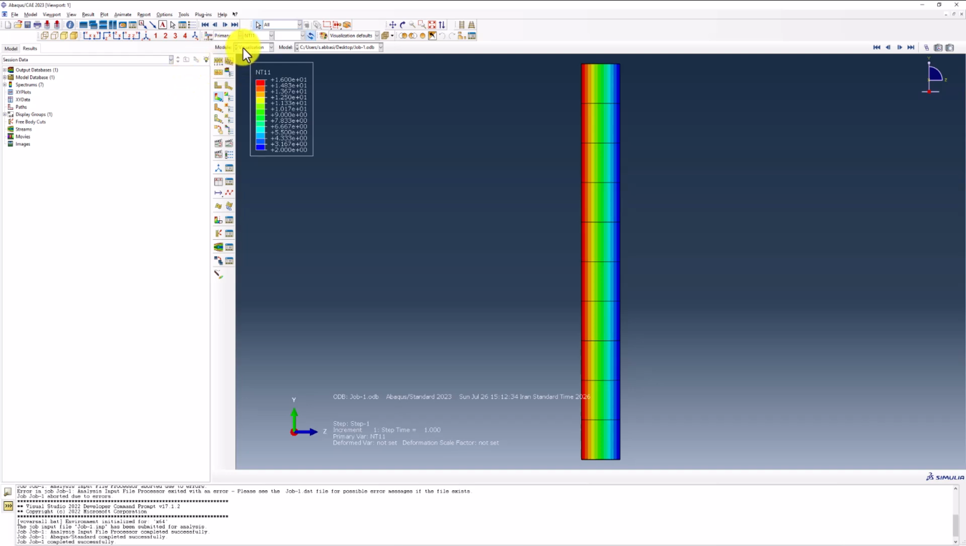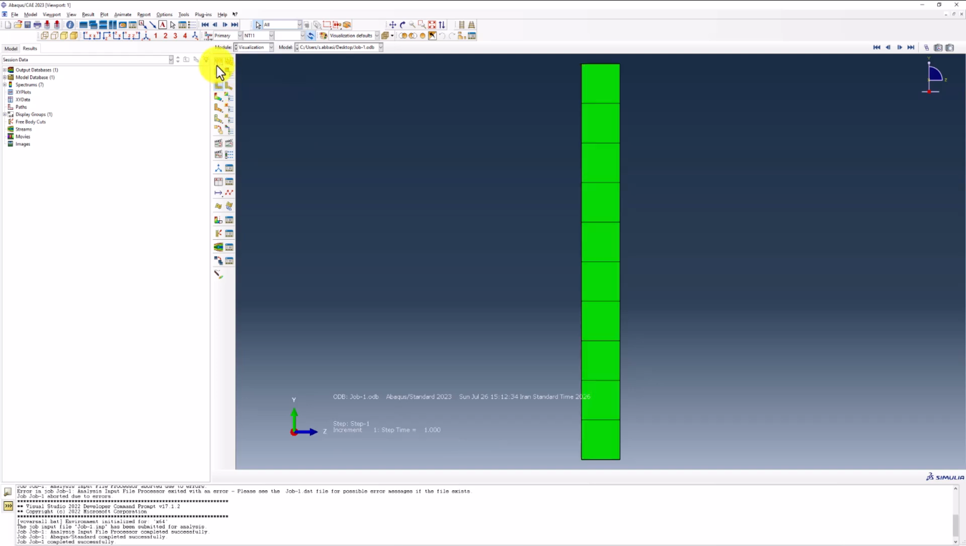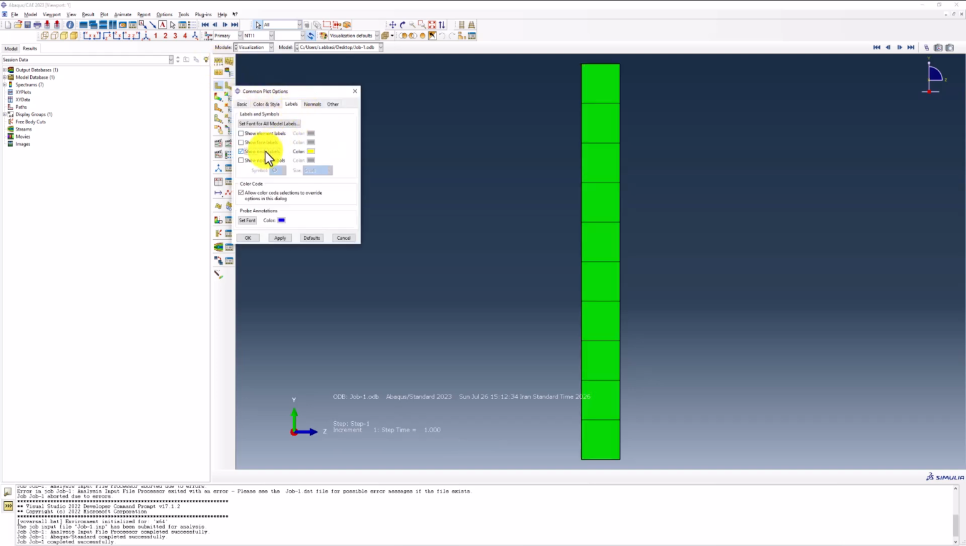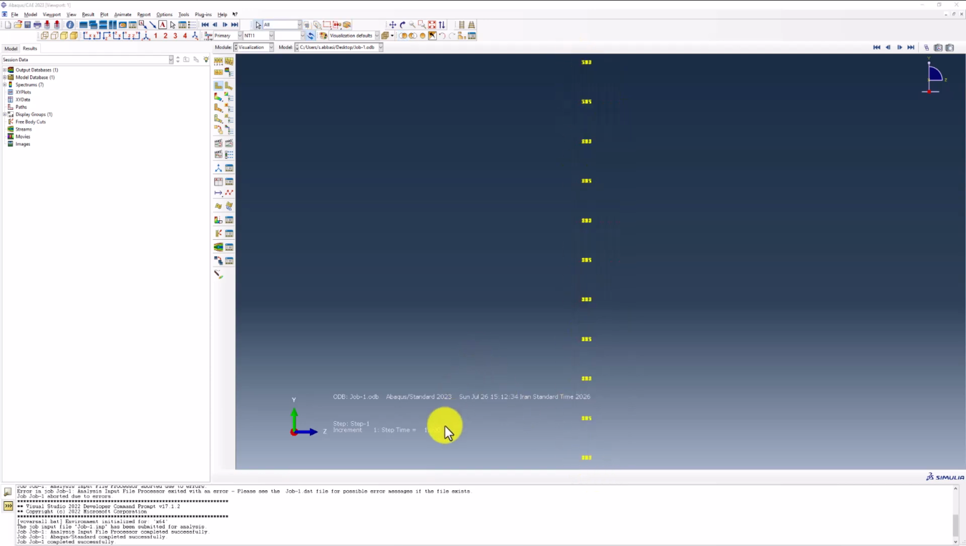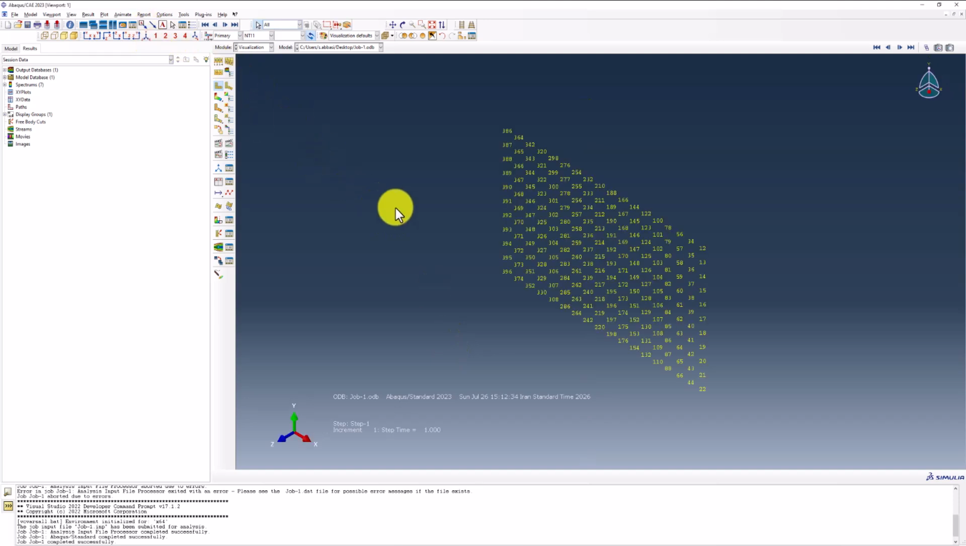Once the analysis is complete, we move to the visualization module to examine the results. The temperature contour clearly shows the heat flowing through the thickness of the wall. Because the material is homogeneous and the boundary conditions are uniform, the temperature varies almost linearly from the hot surface to the cold surface. Finally, we calculate the heat loss through the wall.